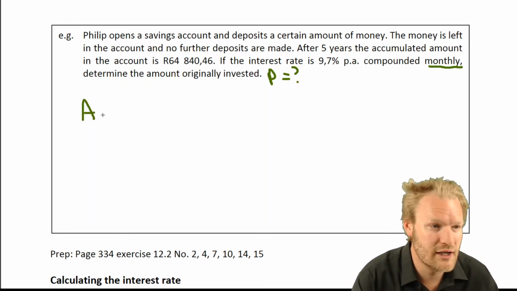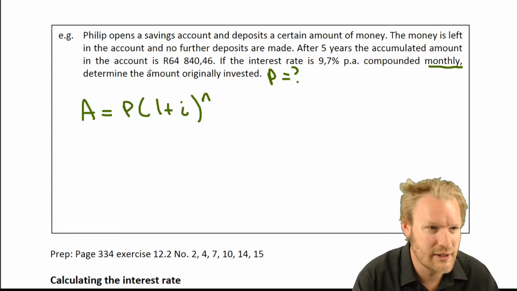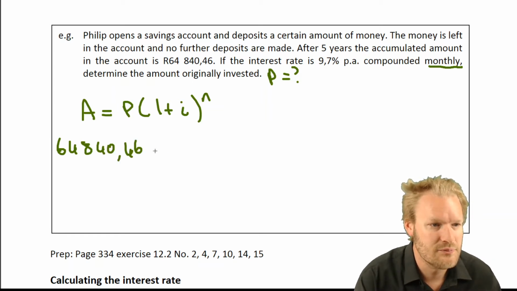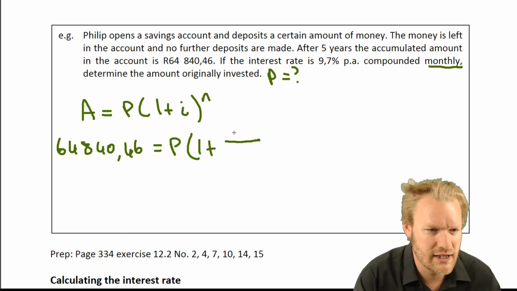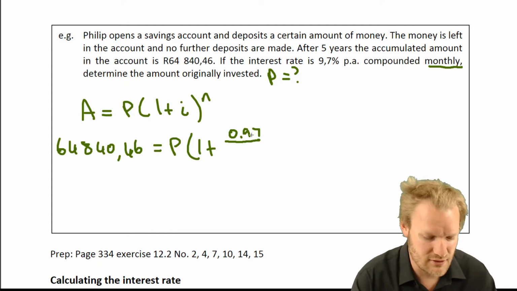So accumulated amount equals principal amount times (1 plus interest) to the power of the number of compounding periods. Accumulated amount we see is 64,840.46. Principal amount we don't know. One we know is 1, plus is a plus. Interest rate 9.7%. Okay, so be careful. It's not 0.97 because that would be 97%.